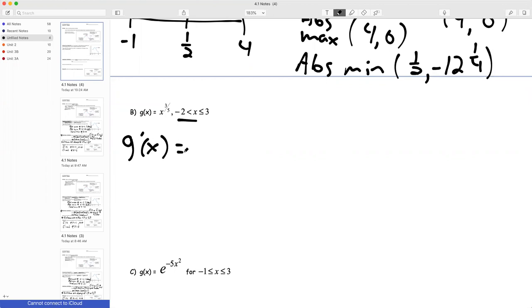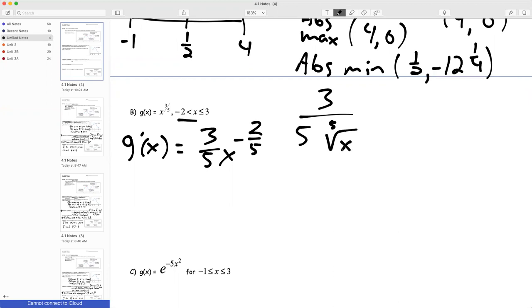What's the derivative of x raised to the 3/5? 3/5 x to the -2/5. Power rule. And I'm going to simplify this to make it a little easier. So that's going to be 3/5. And then my negative exponent moves this to the bottom. So I'm going to write this as the 5th root of x squared.